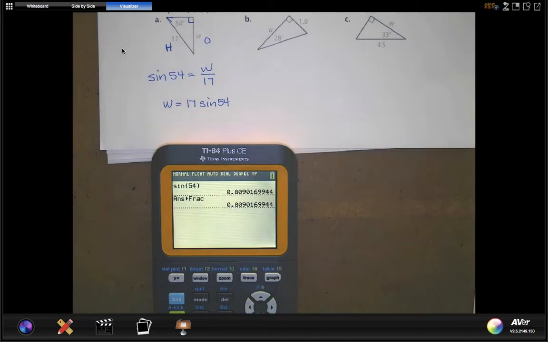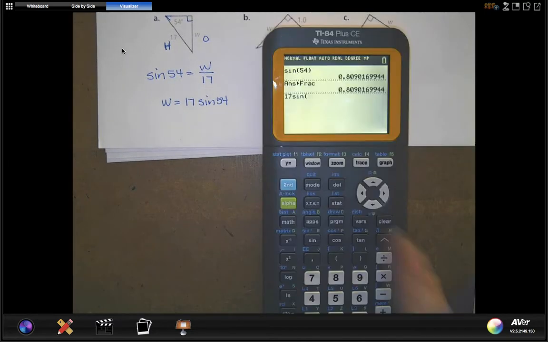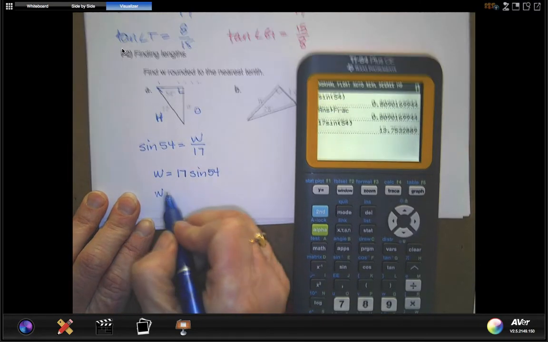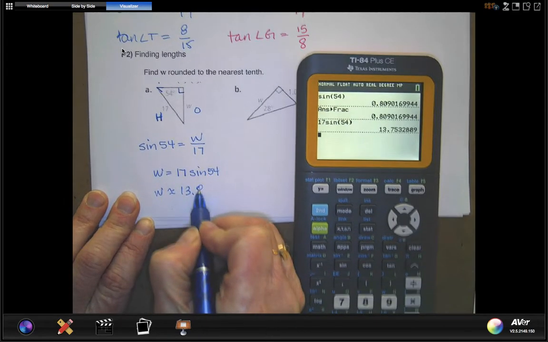So to find W, I can just do 17 times the sine of 54. Okay, so W, I'm just going to round it to the nearest tenth. So W is approximately 13.8.